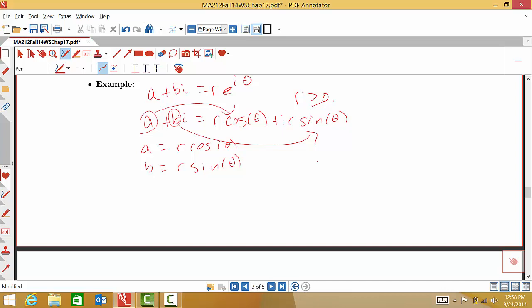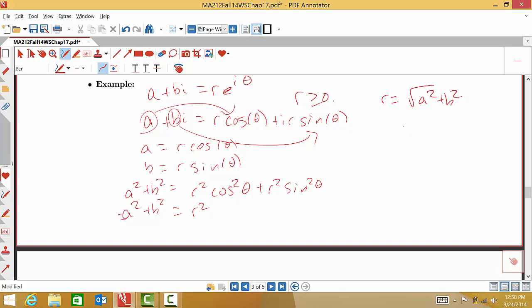If I go ahead and square these two and add them, a squared plus b squared, that should give me r squared cos squared theta plus r squared sine squared theta. So that should give me a squared plus b squared on the left, and that gives me r squared on the right. So I can see that my r has to be the square root of a squared plus b squared.